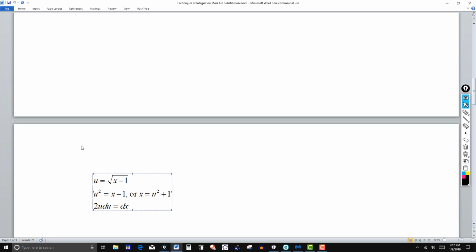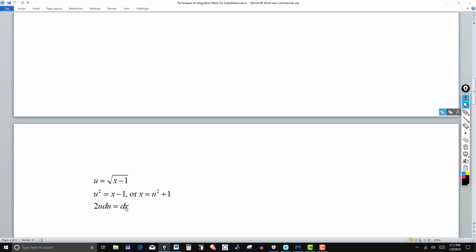Okay. So we let u equal to the square root of x minus 1. So therefore, if we square both sides, we get u squared is equal to x minus 1. And now from there I can solve for x, so I get x is equal to u squared plus 1. And then the differential of this u squared here would be 2u du. Okay, derivative of x minus 1 is 1, multiplied by dx, we have this, okay?